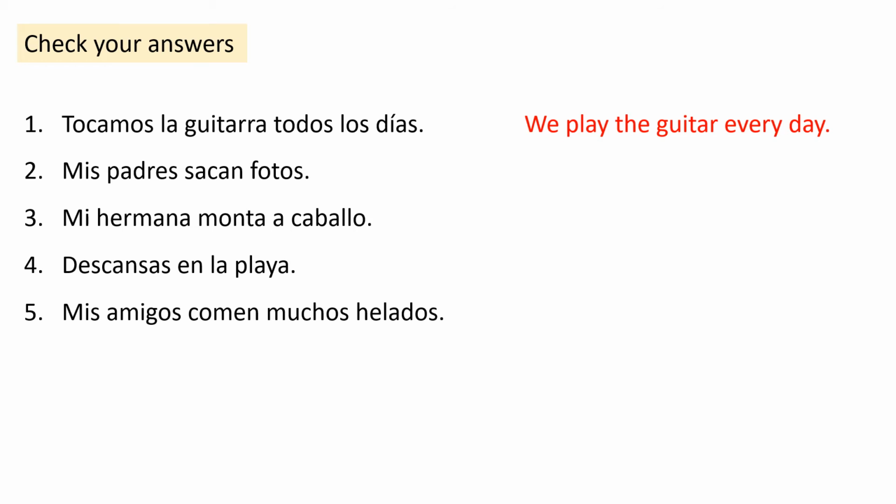Mis padres sacan fotos. This one's slightly easier because we have mis padres at the beginning. We know that mis padres translates as my parents, so therefore mis padres sacan fotos is my parents take photos. You can see that sacan was the verb I used in Spanish because if we substituted mis padres for a pronoun, it would be they.